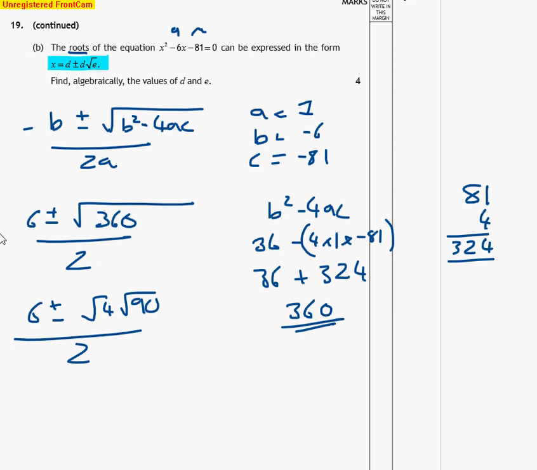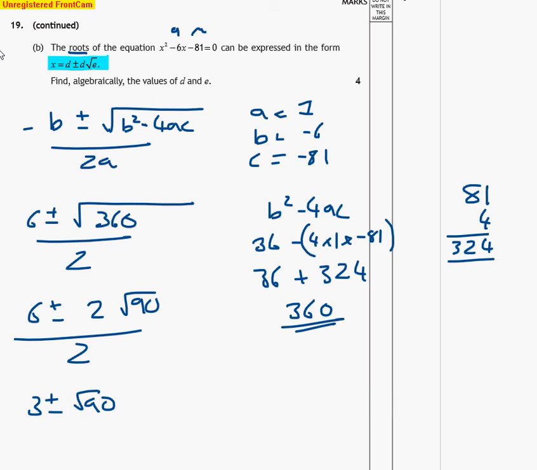So I'll just rub that out and I'll just put 2 in there. So I've got a 6. That's good. So now I'll just follow this through. 6 divided by 2 gives me 3, plus or minus, and they cancel out, root 90. So right away I'm thinking, well, this is starting to look good. This is kind of the form it's wanting.